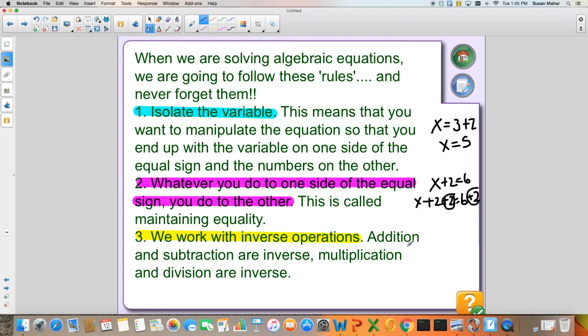The third rule is that we're going to work with inverse operations. So when we want to get rid of, we're going to think of this as positive 2, we're going to get rid of it with negative 2. Because adding and subtracting are inverse operations. Multiplying and dividing are inverse operations as well. So we're just going to stick with these rules. Isolate the variable. Whatever you do to one side of the equal sign, you do to the other, and work with inverse operations. Now, let's take a look at how we're going to do that.